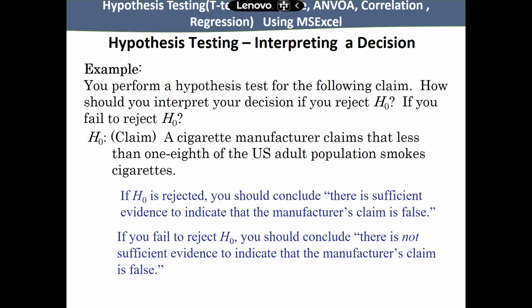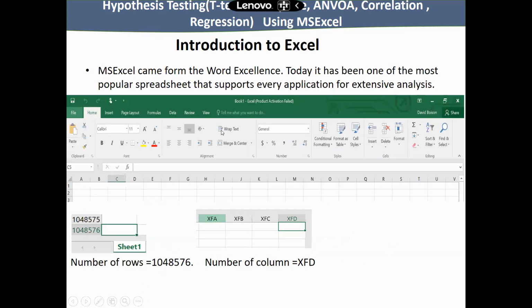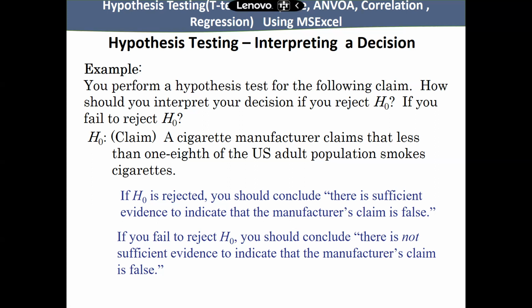So they are saying that there is sufficient evidence to indicate that the manufacturer's claim is false. If you fail to reject H0, you should conclude there is not sufficient evidence to indicate that the manufacturer's claim is what? False. That is what you do to interpret your decision. And this is very, very important.